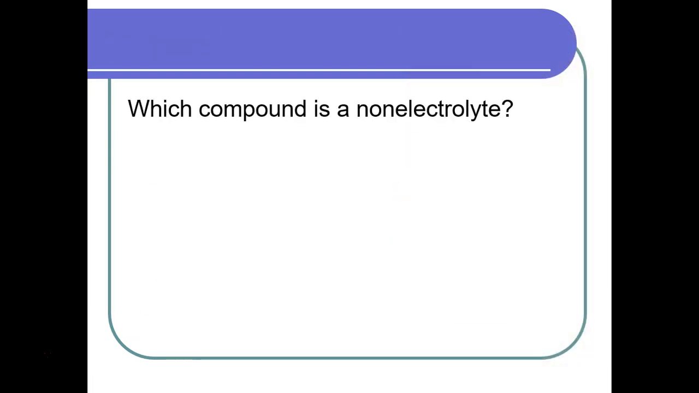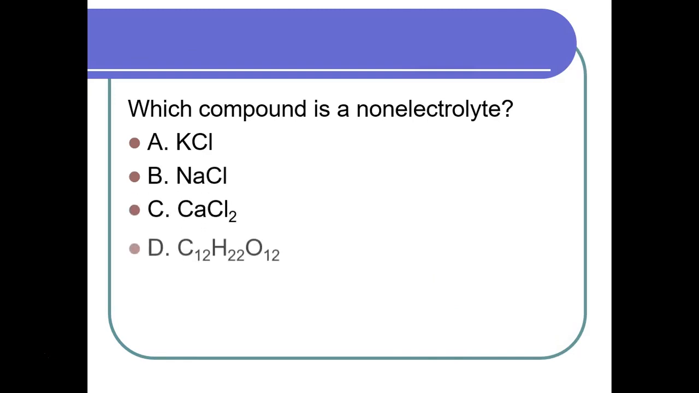Let's look at an example here. Which compound is a non-electrolyte? We go through our choices, and we try and find the answer that's made up of non-metals only. Potassium is going to have a metal in it. Sodium is a metal. Calcium's a metal. And so the only choice that's left is choice D. All three substances here are non-metals. So remember, electrolyte is metal and a non-metal. Non-electrolyte is non-metals only.